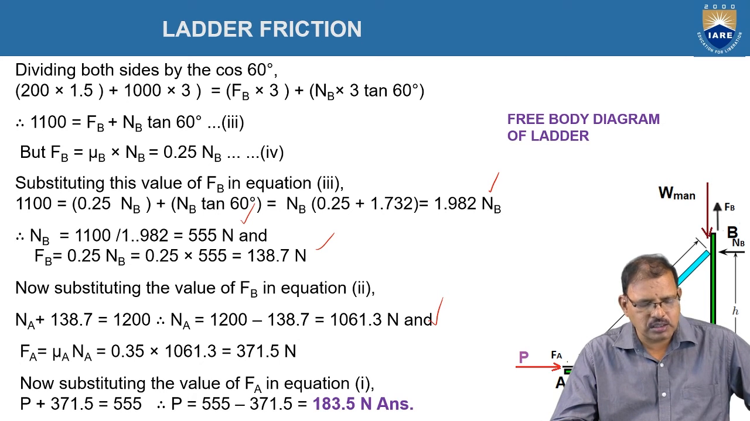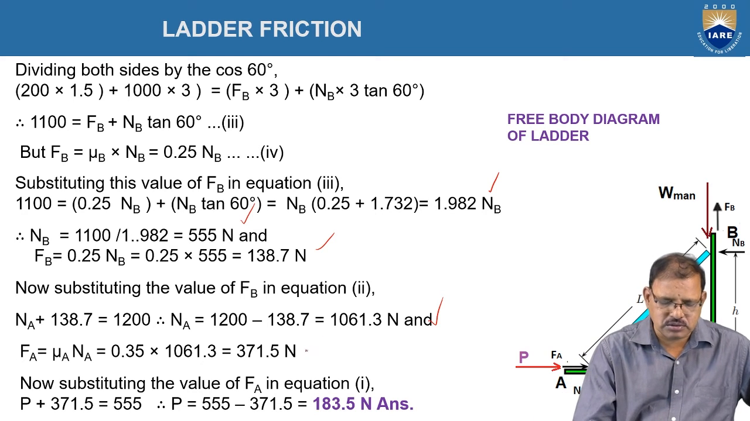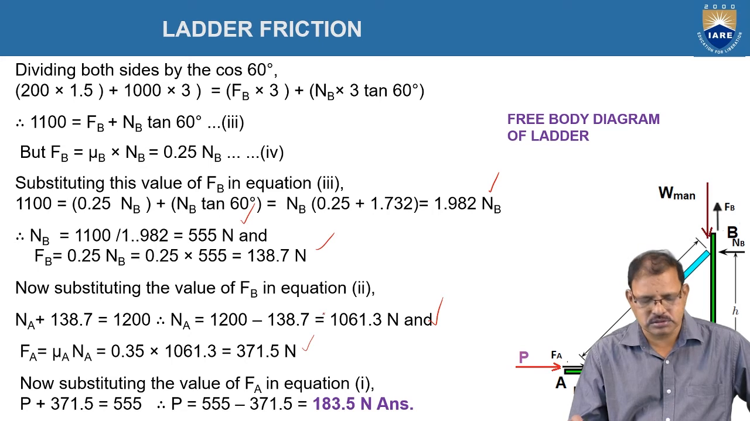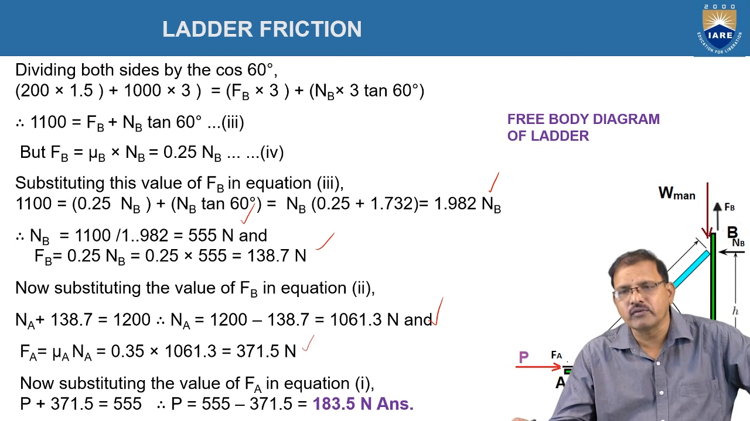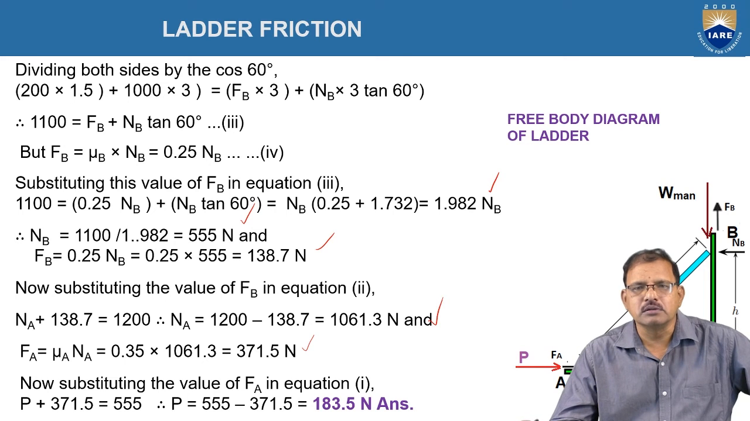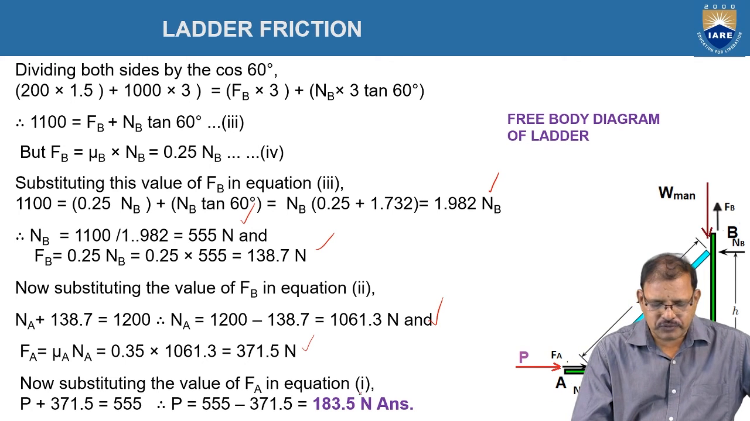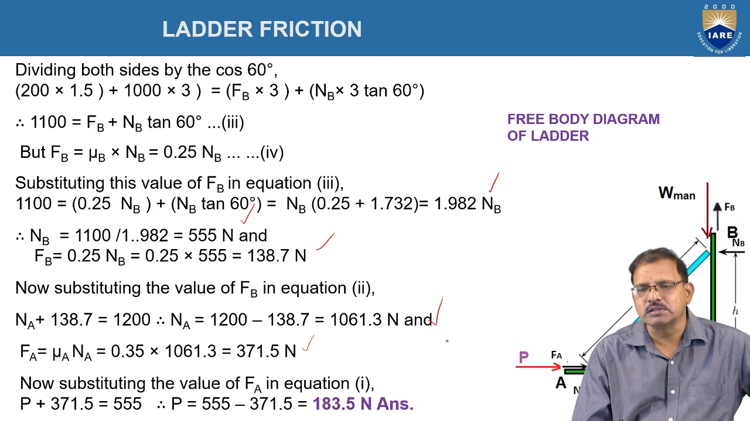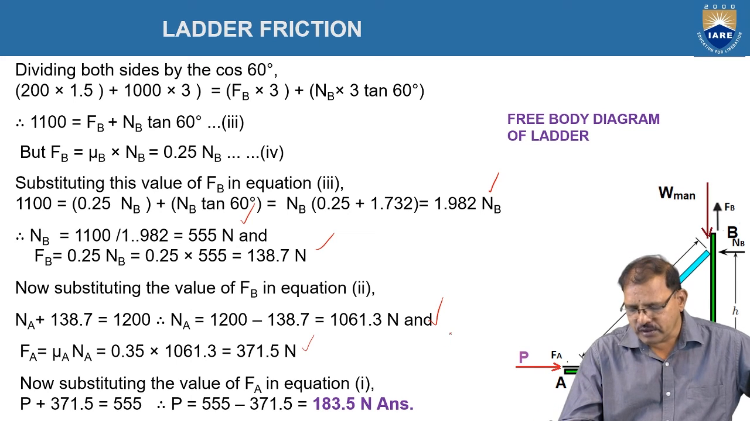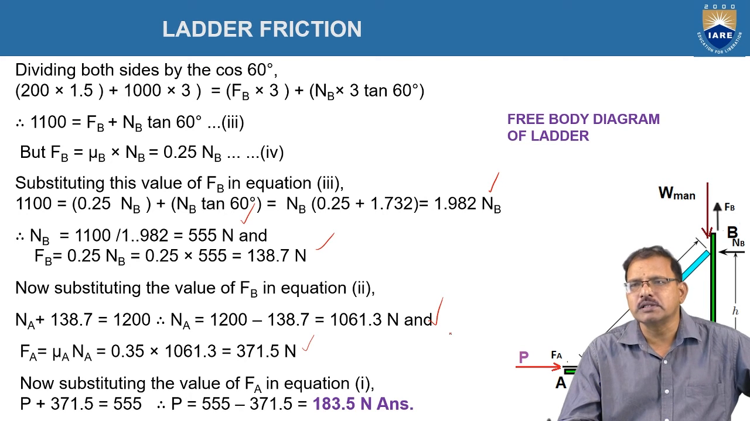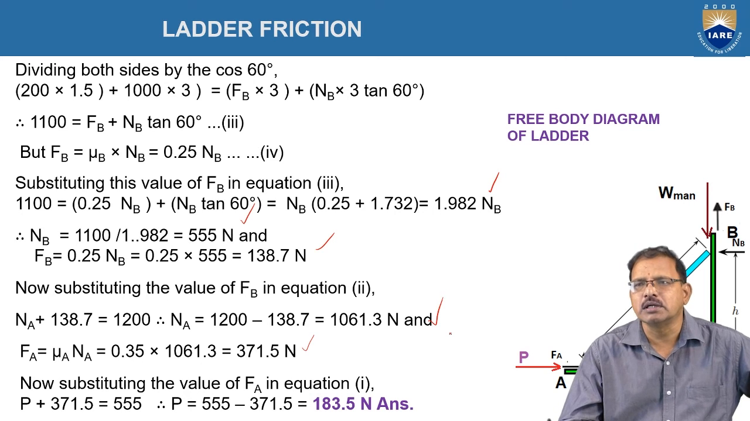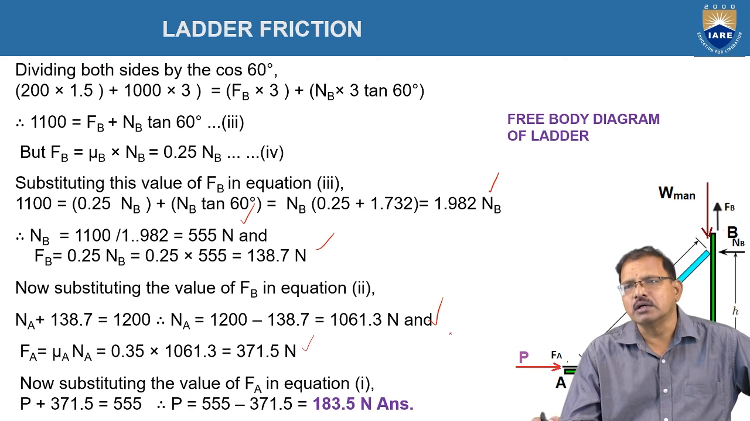FA is equal to mu NA, it is equal to 0.35 into 1061.3, which is equal to 371.5 newtons. Now substitute the value of FA in equation number 1. We get P plus 371.5 equal to 555, or P is equal to 555 minus 371.5. This is equal to 183.5 newtons. This force should be applied at a point A in horizontal position to prevent the sliding, when a person is at B position, that means at the top of the ladder as shown in figure.